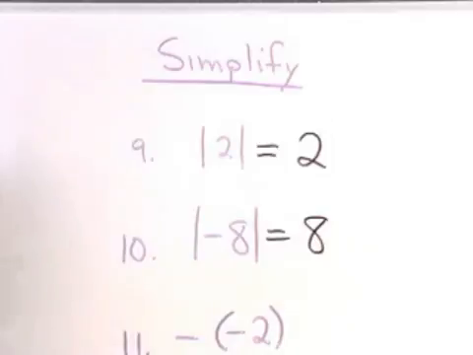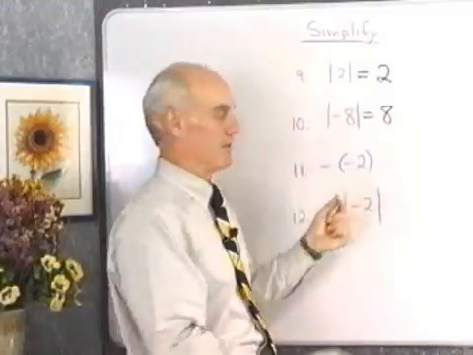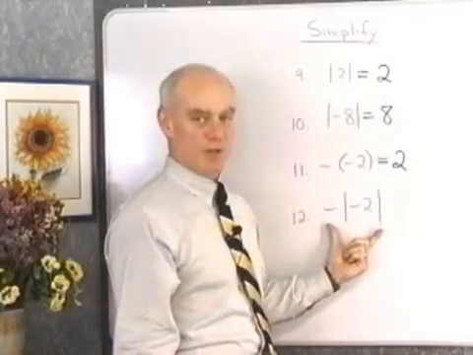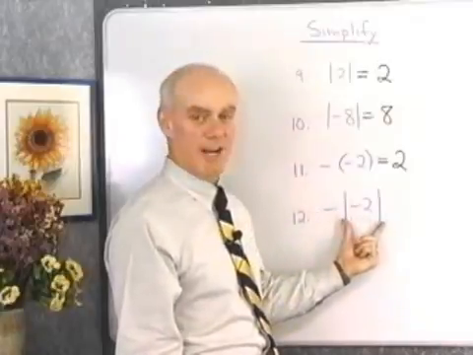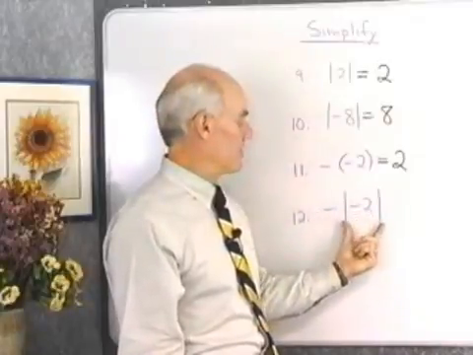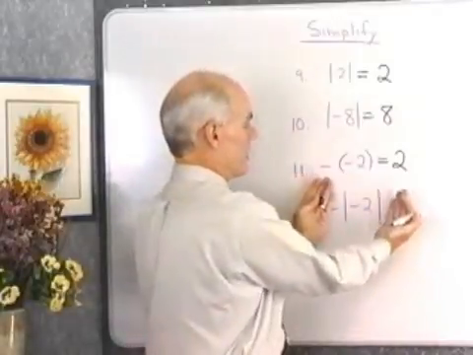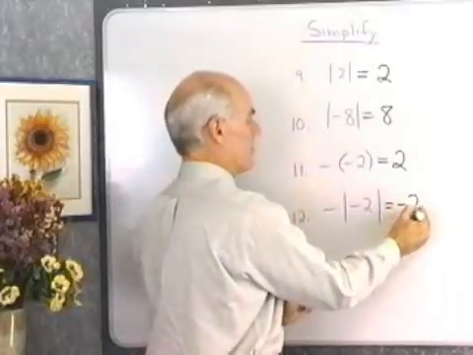Now this expression, we just worked with this a little bit, the opposite of negative 2. Well, the opposite of negative 2 will be positive 2. Here's a similar expression, but it has a different meaning. What is the opposite of the absolute value of negative 2? Well, the absolute value of negative 2 is just its distance from 0 on the number line. So this is the number 2, and its opposite is negative 2.